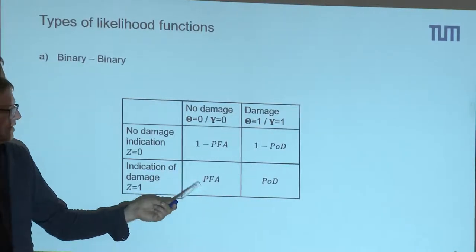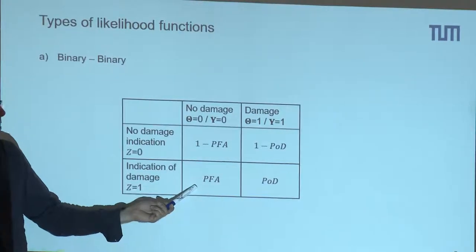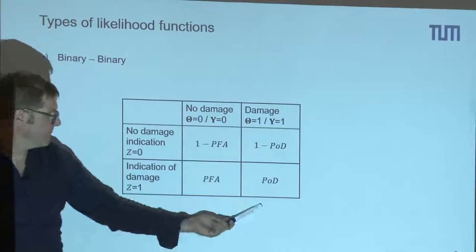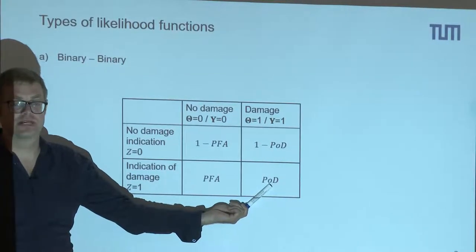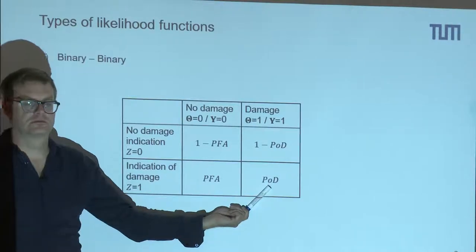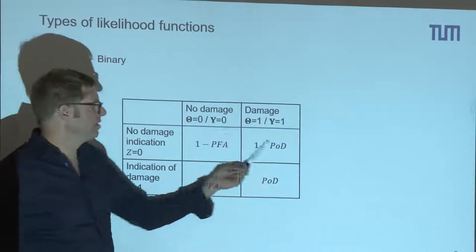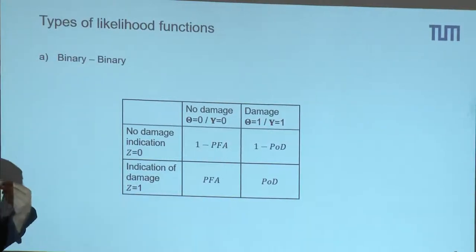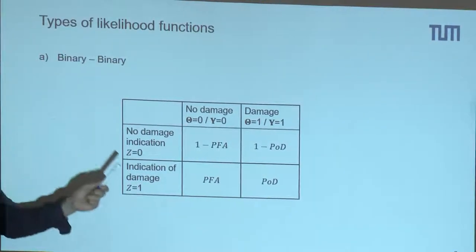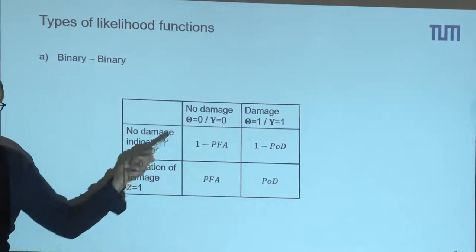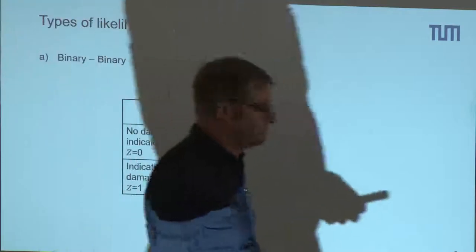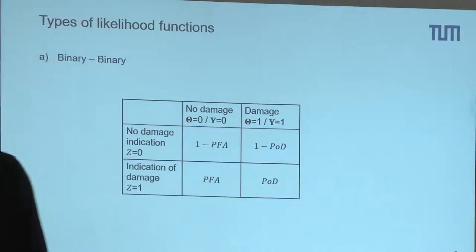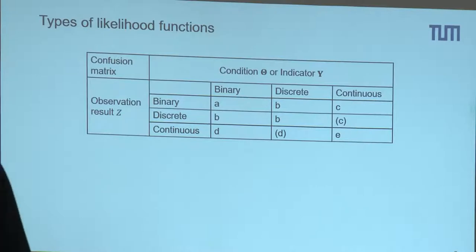That's basically what we have here. That's the thing we don't want. On the other hand, if I have a damage, the probability of getting an indication of that damage is the probability of detection. Yes? That's what we want. And then these are just one minus these quantities. So this is a likelihood function because it's the conditional probability of Z given theta. And I guess almost everybody knows these quantities, POD, PFA. Yeah? Okay.